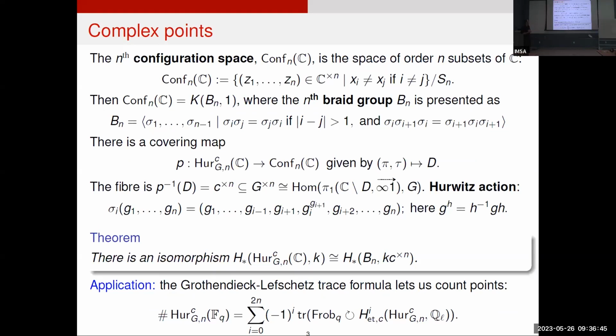So the configuration space of points in the plane is a space of subsets of exactly n elements. So we can write it down as n-tuples in C, where they're distinct n-tuples in C. And then we mod out by the action of the symmetric group, which reorders them.